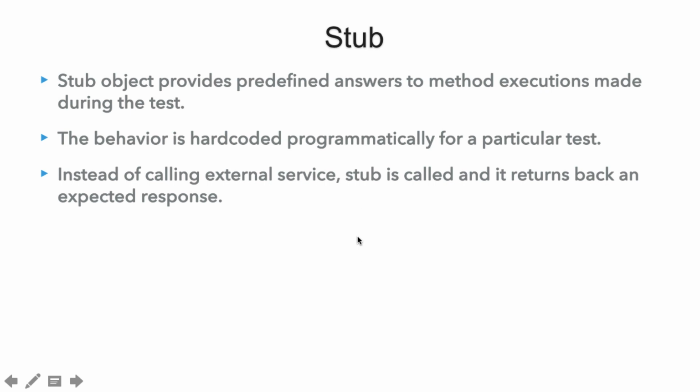In the larger picture, a stub test double acts as a replacement for our external dependency. Whatever method is executed on the external dependency, instead of calling the external dependency, the stub is called, and some code is hard-coded into that particular method, which does something and finally returns the expected response.